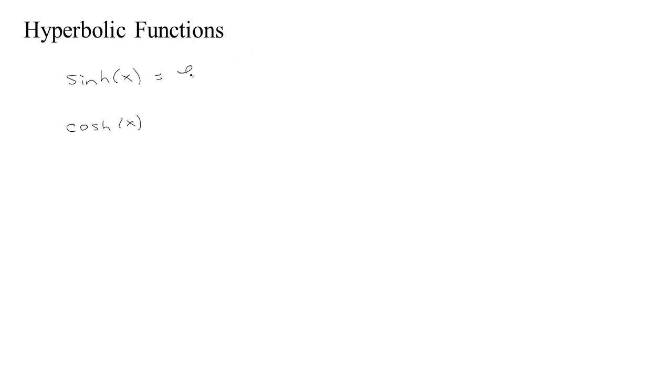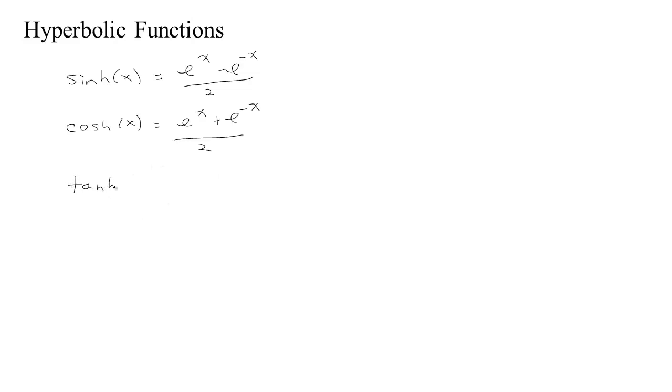The shine is e to the x minus e to the negative x, all divided by 2. And the cosh is e to the x plus e to the minus x, all divided by 2. You can see that they're pretty similar in their definition. We can then define 4 more hyperbolic functions.